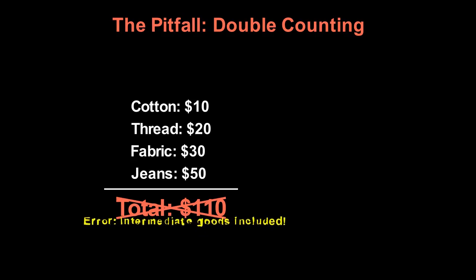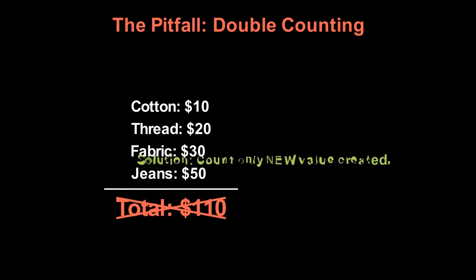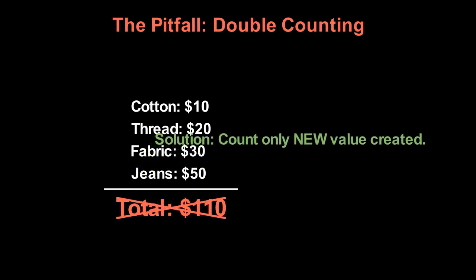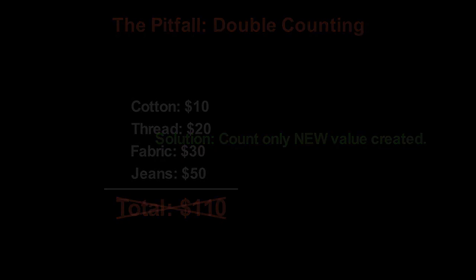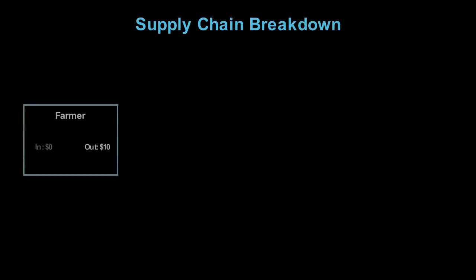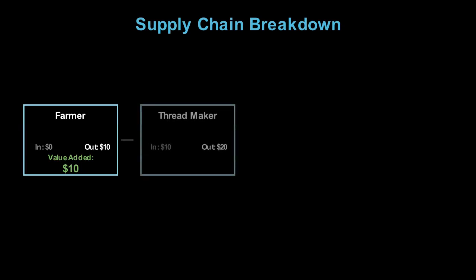Let's break down the supply chain. First, we have the farmer. Before the farmer, we just had natural resources, technically worth zero in this economic context. The farmer produces cotton and sells it for $10. The value added here is $10. Next, the cotton goes to the thread maker. They buy the cotton for $10, process it, and sell the thread for $20. They didn't create $20 of value out of thin air, they added $10 of value to the original cotton.